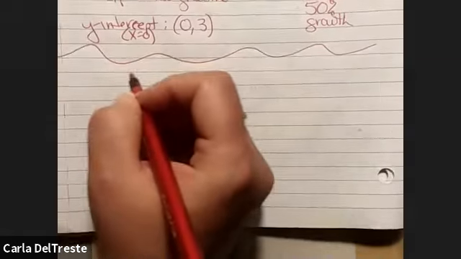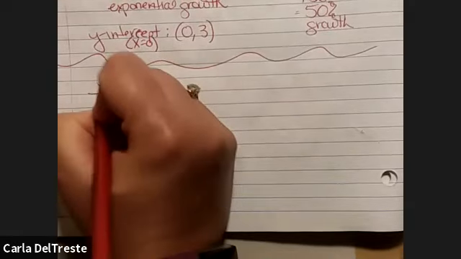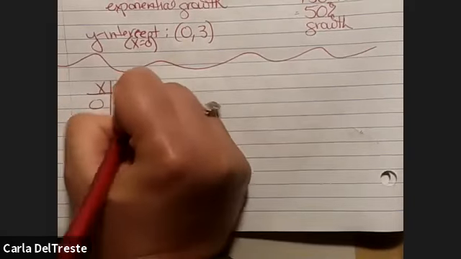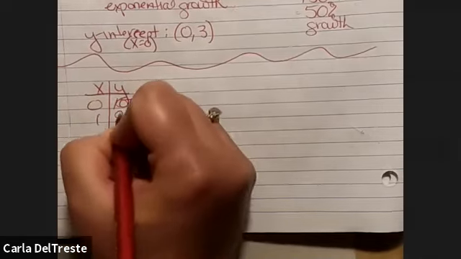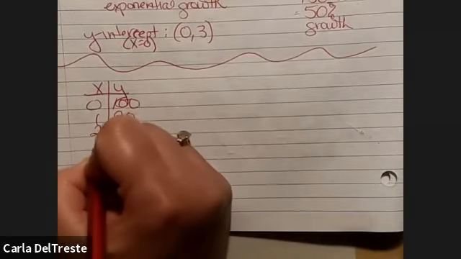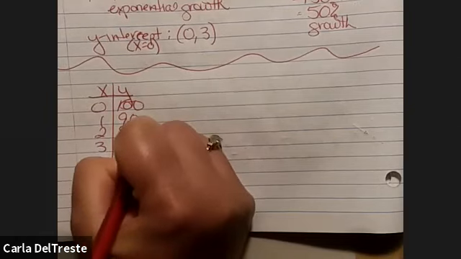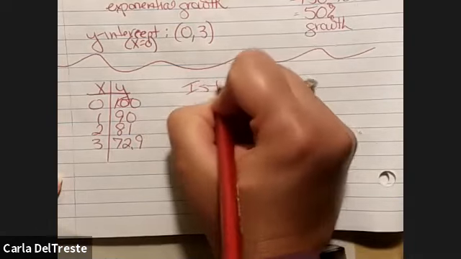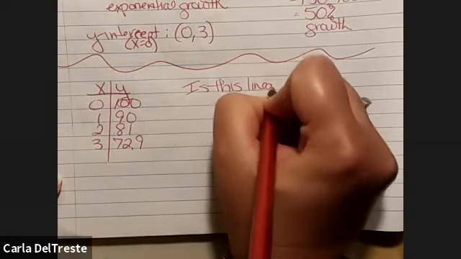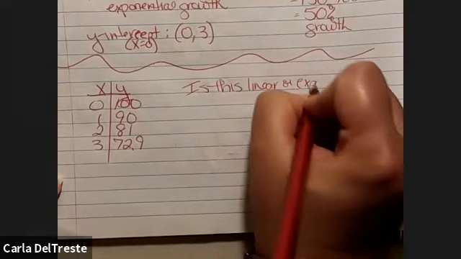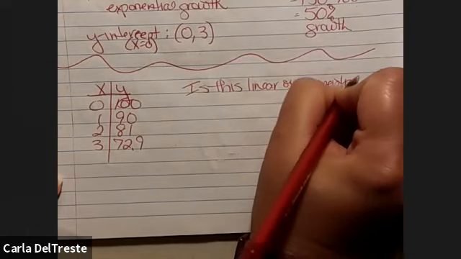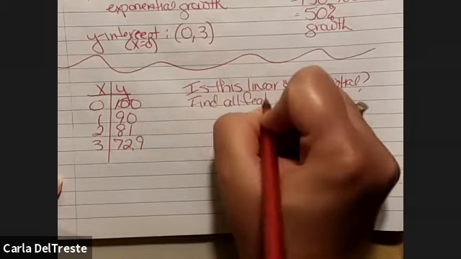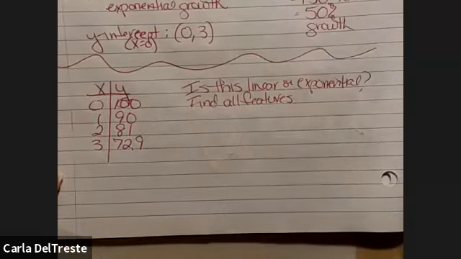Let's say we have the table 0, 100, 190, 281, 372.9. And I have the same question. Is this linear or exponential? And then find all the features. Whatever one you say, you're going to find all of those important features.